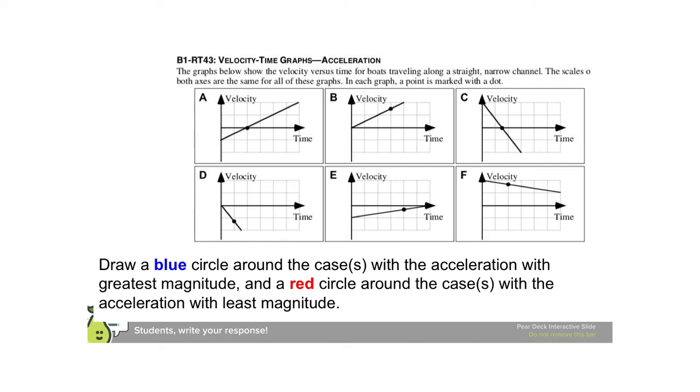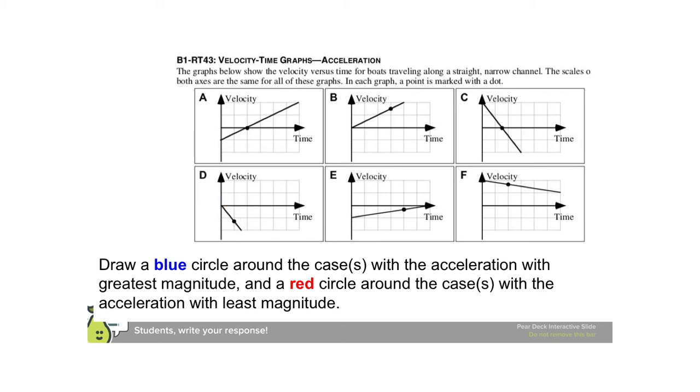We're going to deploy a couple of tricks here. The acceleration is the slope of the velocity plot, and we can see already that, for instance, this line and this line are parallel. So A and B are the same. I don't know if they're the most or least, but they're definitely the same. Likewise, C and D have the same. They're parallel. You can see that here.